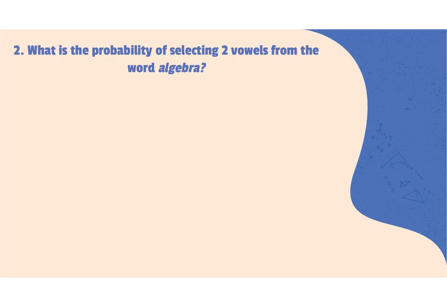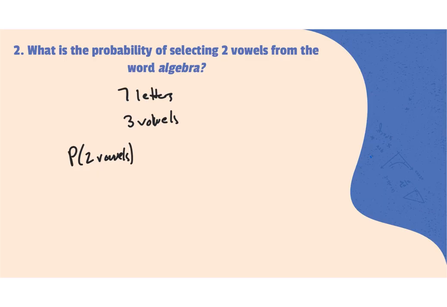All right, so what is the probability of selecting 2 vowels from the word algebra? If I look, algebra has 7 letters, and of those letters, 3 of them are vowels. It's like if I took the letters ALGEBRA from Scrabble and put them into a bag, and I drew 2 letters, what's the probability I'm going to get 2 vowels? The way that works is, this is not replacing. This is taking out one letter and then taking out a second letter.